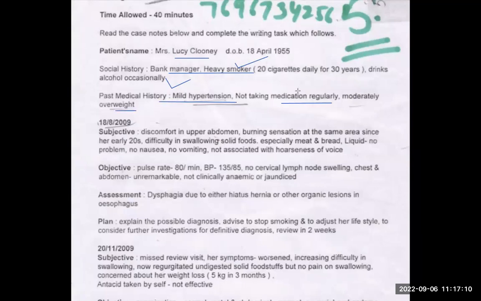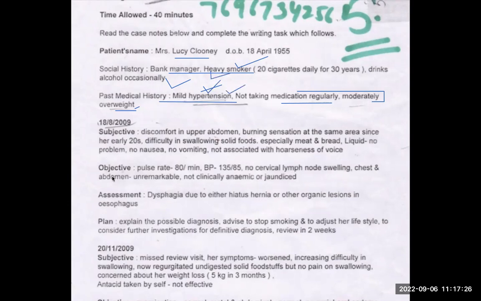Note, I don't really think that is important, but if you find anything relevant like overweight or maybe hypertension, hypertension can be told because during operation, a surgeon must be told about this. So we can use heavy smoker and mildly hypertensive.